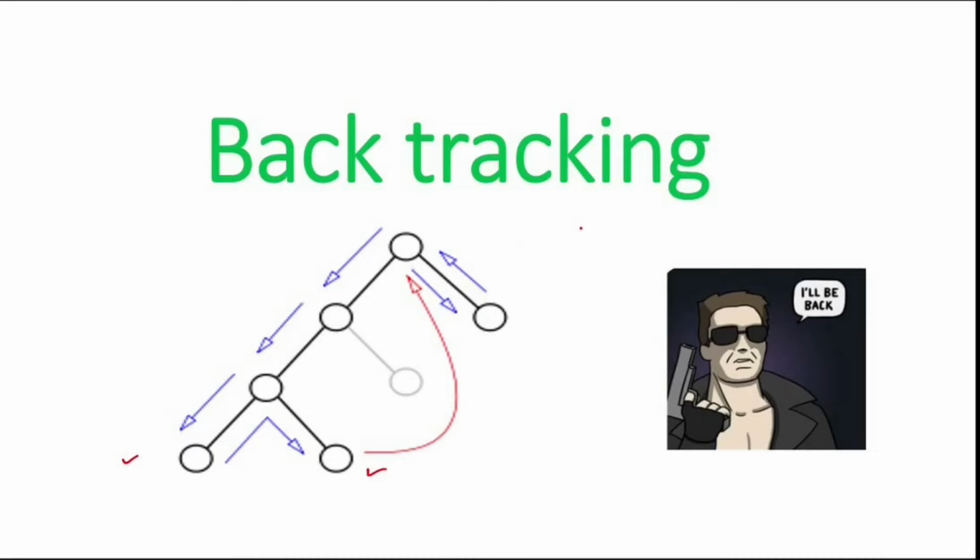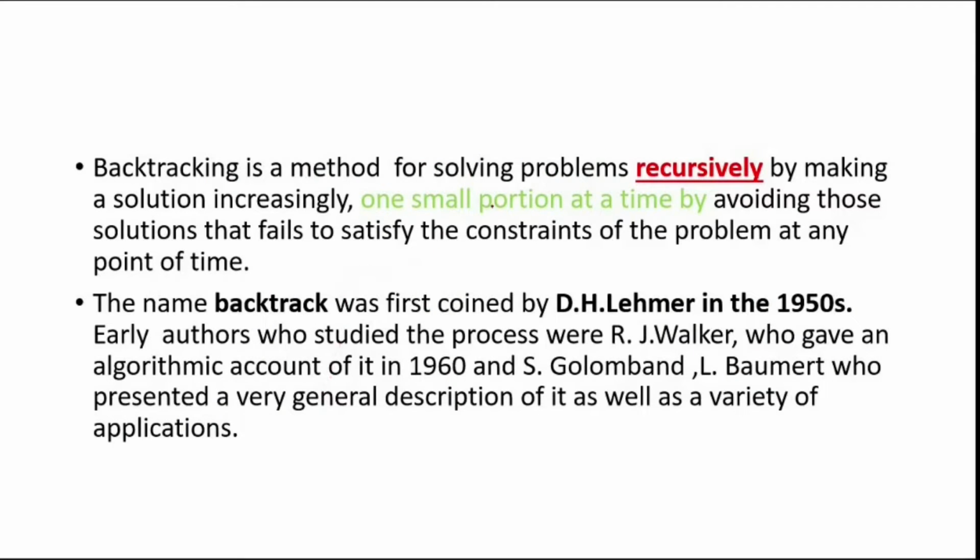Backtracking also uses brute force, but there is a slight difference. Whichever node, if it feels that the constraint is not satisfied, that means the goal, the thing that we are going to solve, is not satisfied, it will ignore that node and it will backtrack. It will try something else. This is the backtracking concept. So it also uses recursion. Basically, backtracking is a method for solving a problem recursively by building a solution incrementally, one small portion at a time, by avoiding those solutions that fail to satisfy the constraint.